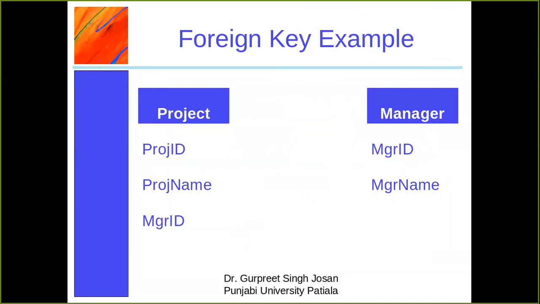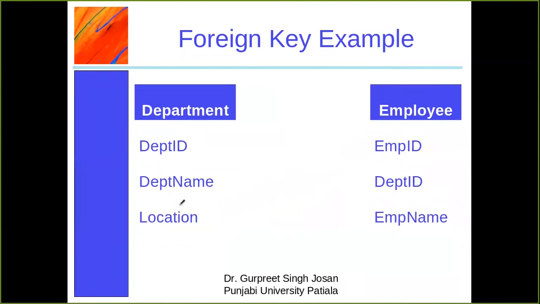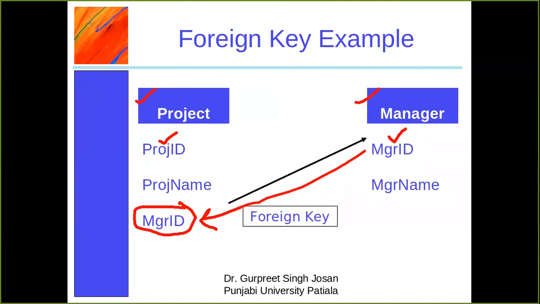So for example, these are the two tables. One is a project table and another one is a manager table. Project ID is the primary key here. Manager ID is the primary key in the manager table. And if I add the manager ID into the project table, then it becomes a foreign key here. So it is a primary key in the manager table, and it is a foreign key in the project table. So got my point?